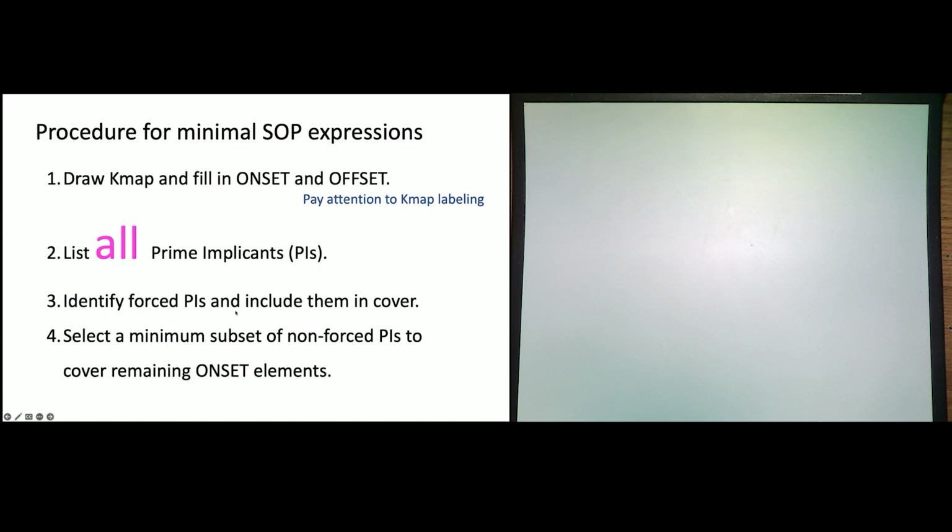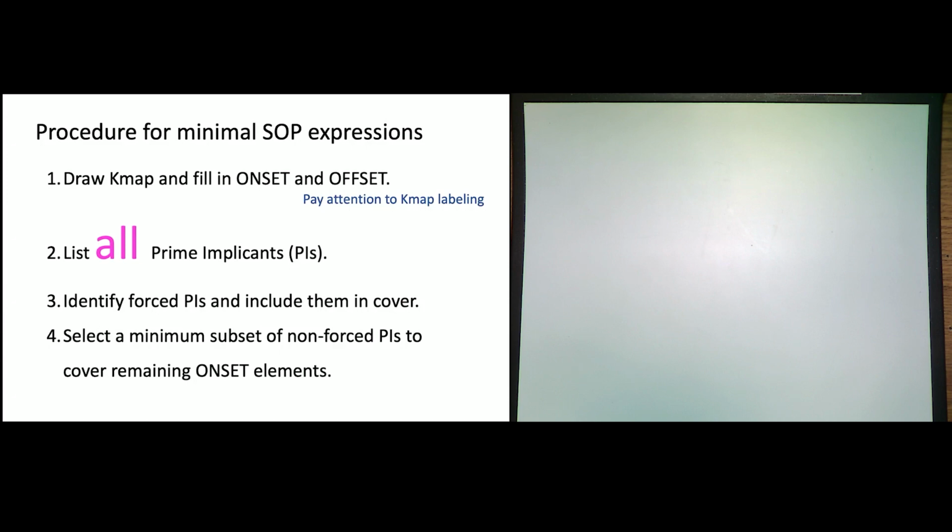Once you have all the prime ones, then you can go through your list and figure out which ones are forced. That's pretty easy because you just look for cells that are only covered by one of them. And then those prime implicants are forced. And then this is the fourth step, where sometimes the forced ones don't do the trick. Sometimes you need to include a prime implicant that's not forced. And we'll talk about how to do that.